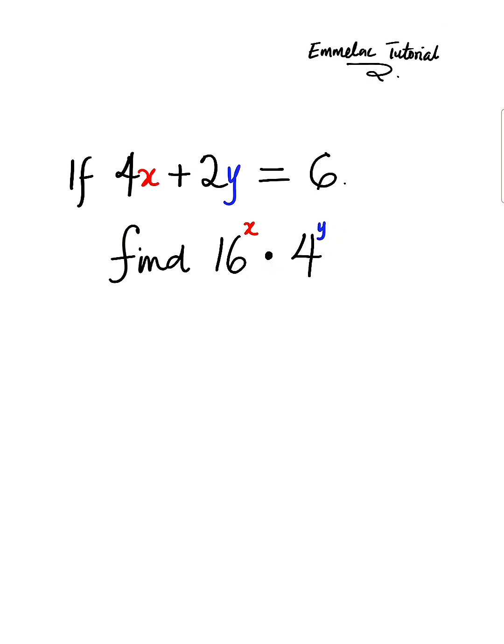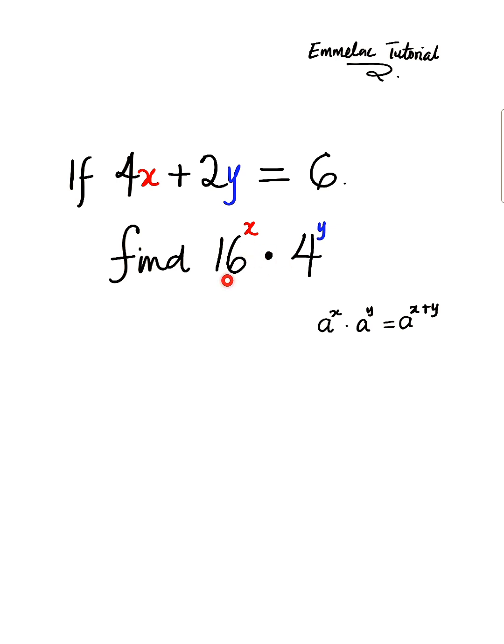Let's get started. Before you answer this kind of question, you need to recall some of the exponent relationships. One of them, which we'll be applying in this tutorial, is: if you have a^x times a^y, as long as they have the same base, all you need to do is take one of the bases and add the exponents. That's the rule we'll be applying here.